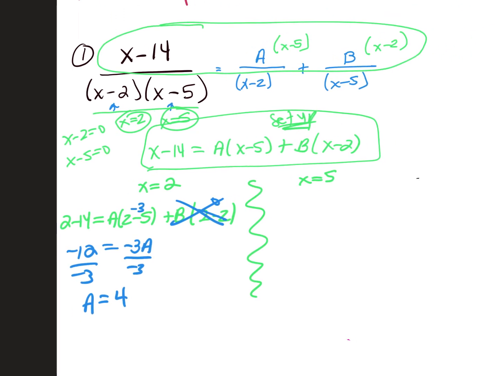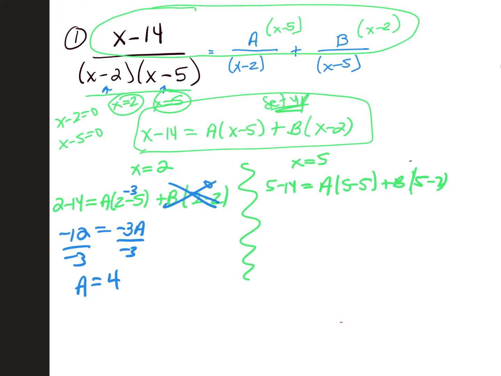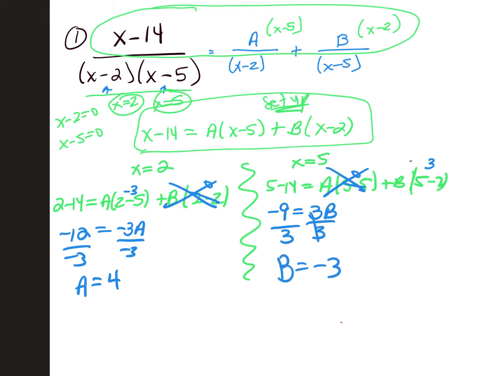So we do the same thing over here on the right-hand side, but now I'm going to substitute in 5. So I have 5 minus 14 equals A times 5 minus 5 plus B times 5 minus 2. So 5 minus 14 would be negative 9 equals 5 minus 5 is 0, so A times 0 cancels out. And then I have 5 minus 2 is 3, and 3 times B is 3B. Now we divide both sides by 3, and I get B equals negative 3.